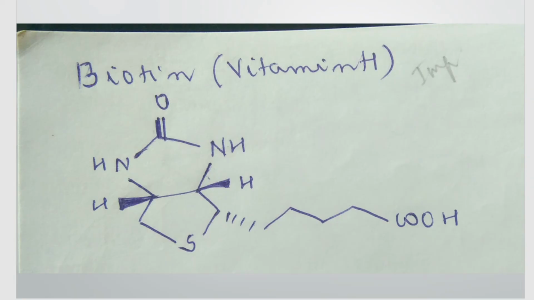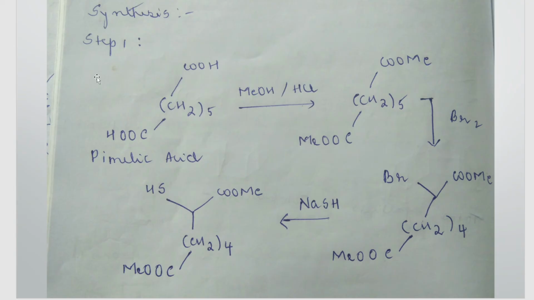Next is another important synthesis, that is synthesis of biotin, which is also called vitamin H. So this is the structure of biotin. We are supposed to synthesize biotin. Step number 1 in the synthesis of biotin is we take pimelic acid. Pimelic acid has 5 CH2 groups, and on both sides of the chain it will have COOH groups attached. Okay, 5 CH2 groups, and both ends of the chain will have COOH groups.